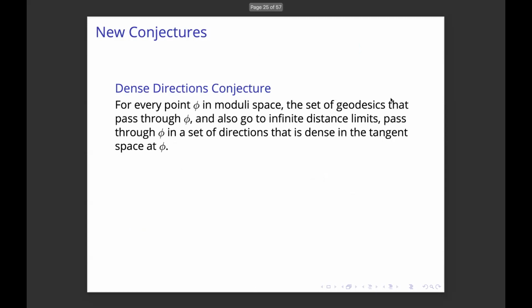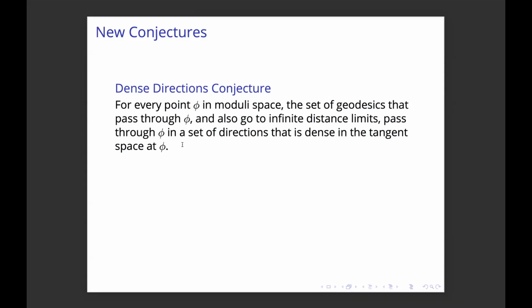First conjecture is what I call the dense directions conjecture. So for every point phi in the moduli space, the set of geodesics that pass through phi and also go to infinite distance limits pass through phi in a set of directions that is dense in the tangent space at phi. So this conjecture is just a conjecture about the geometry of moduli spaces. This so far has nothing to do with particle spectra or scalar charge to mass ratio vectors.